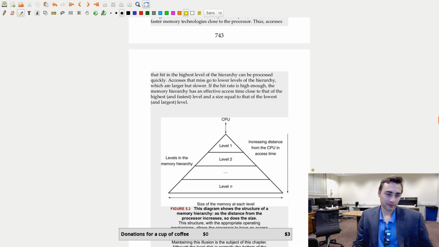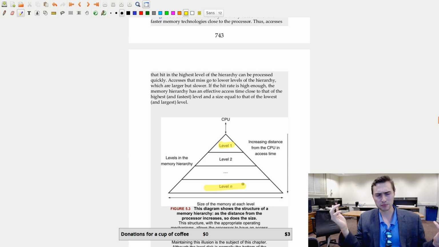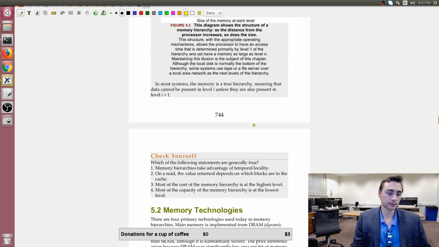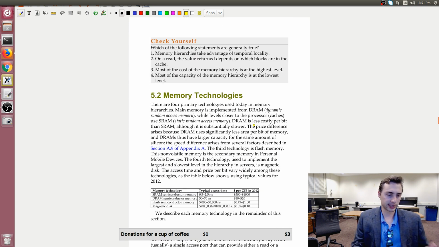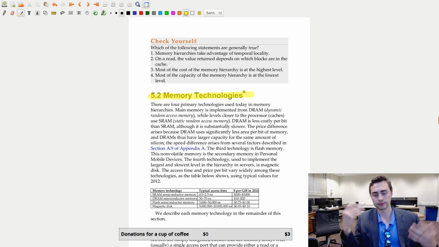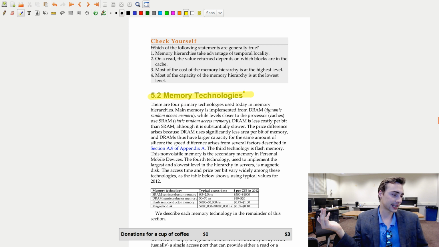Okay. And so this is what we mean by that hierarchy. Smaller and faster at the top, larger capacity, but we take a hit on performance at the bottom. So let's look at memory technologies. It's important that we understand what we're working with. That way, when I say SRAM, when I say DRAM, or flash, or magnetic disk, we know what we're talking about.